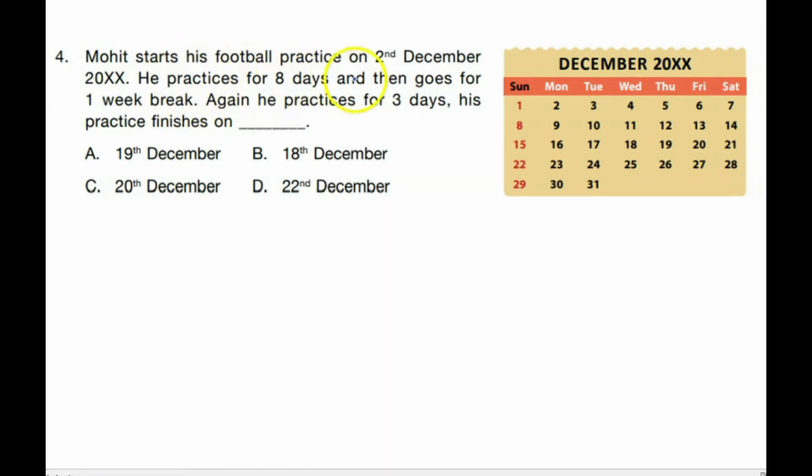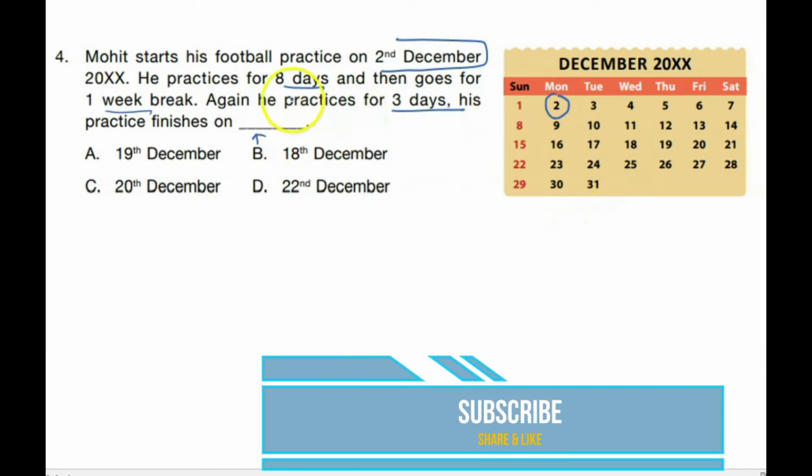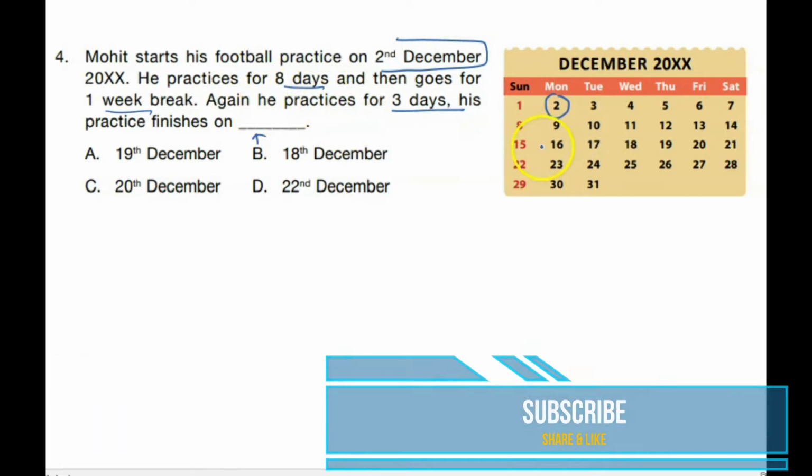Mohit starts his football practice on 2nd December 20 any year. He practices for 8 days and then goes for a 1 week break. Again he practices for 3 days. His practice finishes on which day? He starts his football practice on December 2nd. So from 2nd December he is starting his practice and now he practices for 8 days.